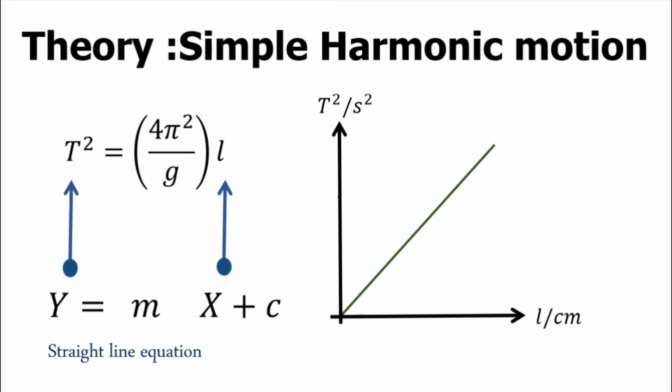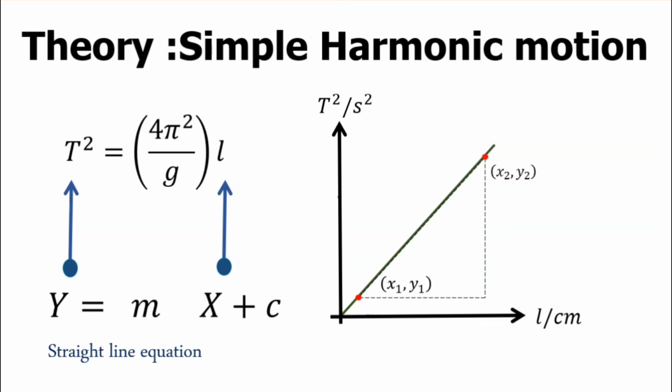Coming back to the straight line equation, the gradient of the graph will be equal to m equals 4 pi squared over g. Choose 2 points on the line and draw a right angle triangle connecting the 2 points. Make sure the size of the triangle is at least 50% of the size of the graph.